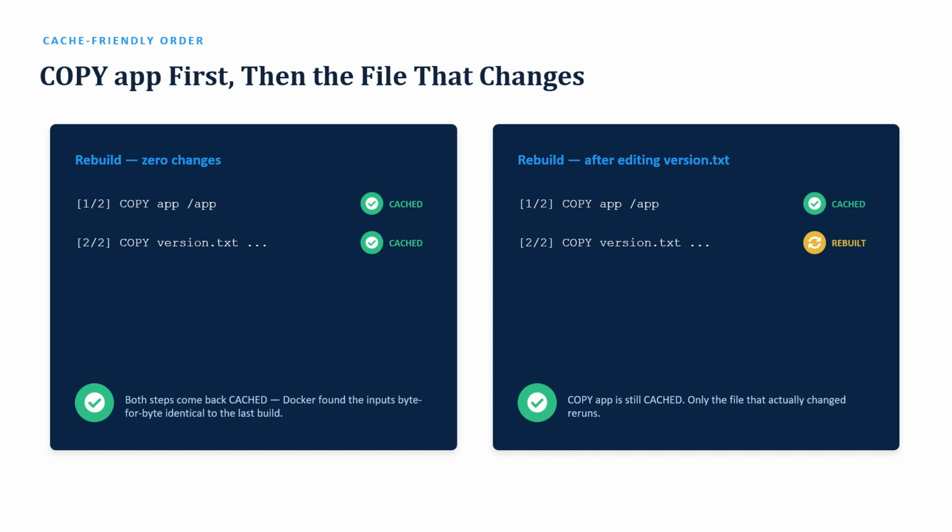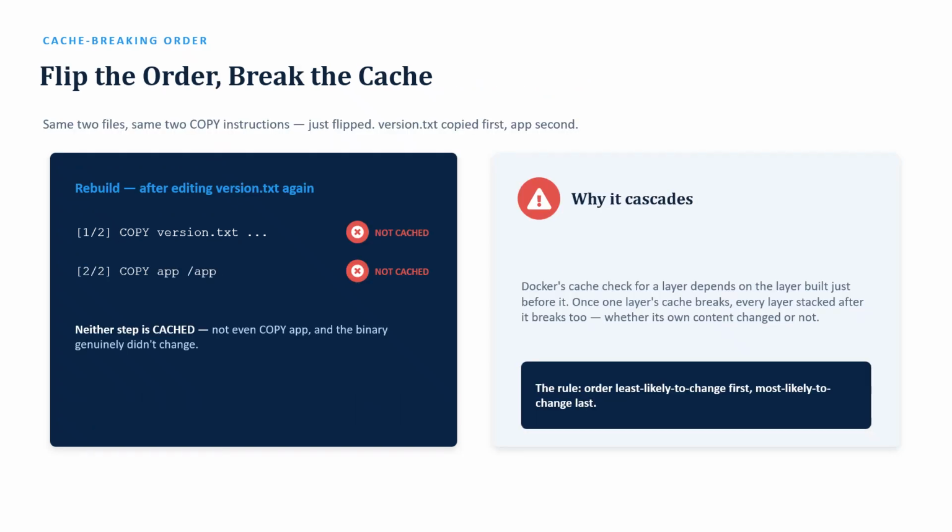Same 2 files, same 2 COPY instructions, just flipped in order. Version file first, app binary second. We change the version file again and rebuild this flipped Dockerfile. This real output tells a different story. Neither step comes back cached. Not even COPY app, and the app binary genuinely didn't change.